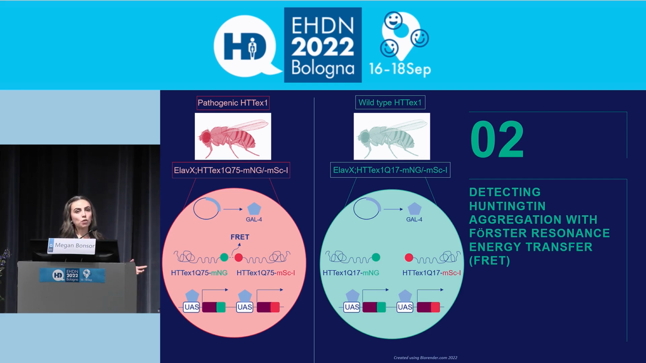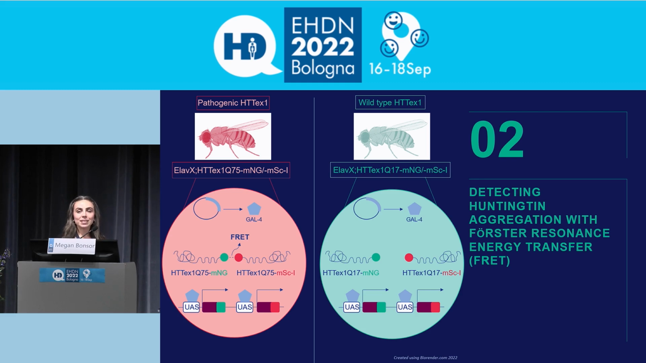And due to the overlapping emission and excitation spectra of the M-neon green and M-scarlet fluorescent molecules, when our fusion proteins co-aggregate together, there's a distance-dependent energy transfer, also known as FRET. And it's this FRET, this emission of a higher wavelength of light, that allows us to look at the aggregates in an in situ context, so within the brain of the fly.